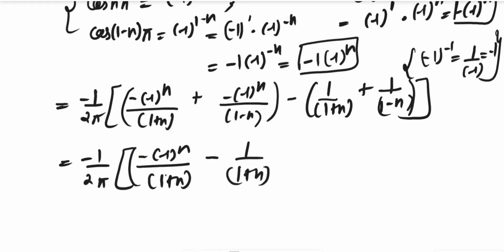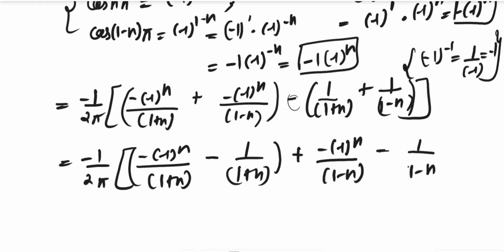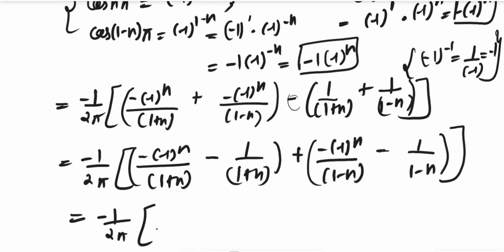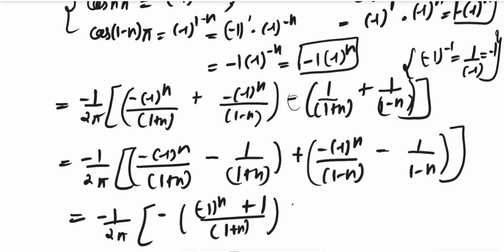The denominator of both is the same, so we will take them together. Now plus minus 1 raised to the power n divided by 1 minus n, and here there is a minus outside, so this term becomes minus, so it is minus 1 upon 1 minus n. Now we can write this as minus 1 upon 2 pi. Take minus common, it is minus 1 raised to the power n plus 1 upon 1 plus n. Take minus common, it is minus 1 raised to the power n plus 1 upon 1 minus n.